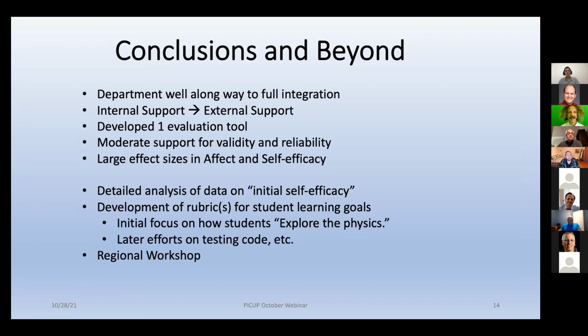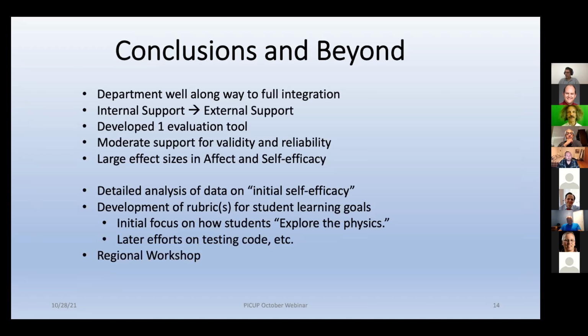We have established, at least moderately, that it's valid and reliable, and we see real effect sizes in affect and self-efficacy. Now, moving to the future, we want to get into a more detailed analysis of that initial self-efficacy part. I find that fascinating, the way that played out. And I want to get into that more deeply and see what kind of real conclusions we can draw.